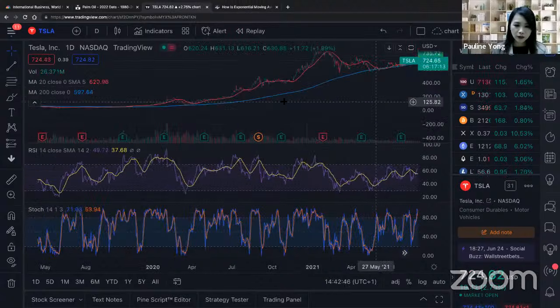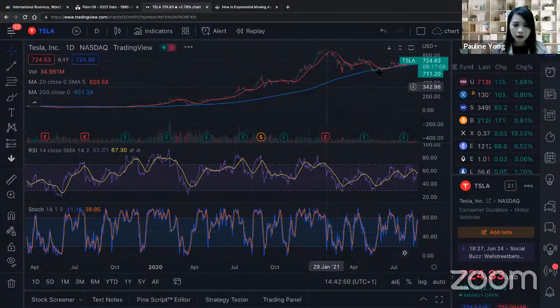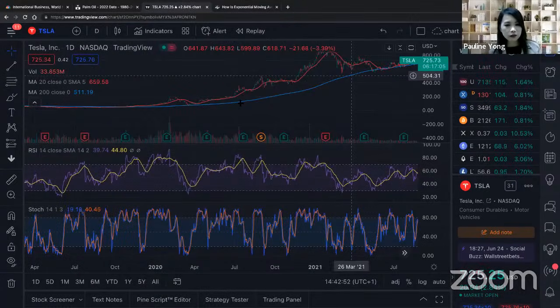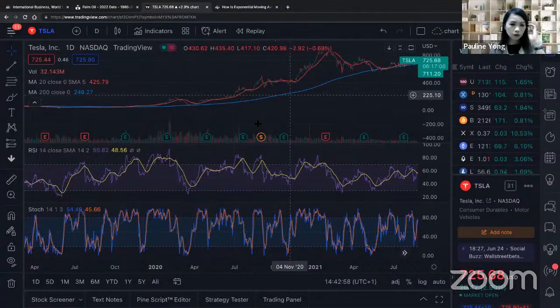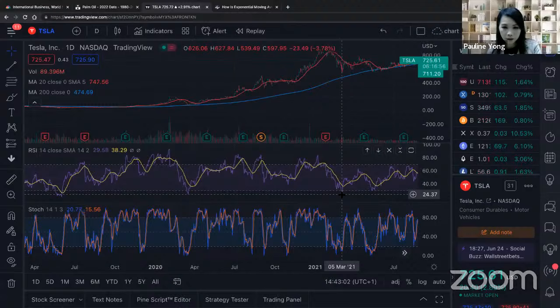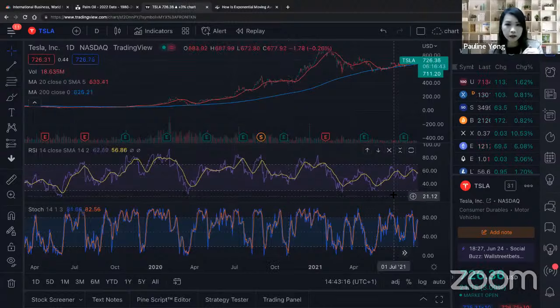Here, this part here, it was a very nice uptrend whereby you are bouncing off from that 200-day moving average. You are consistently above that 200-day moving average, so you are on the uptrend. When you're on the uptrend, you see that all these are buy opportunities. However, because you are so bullish, you may hardly hit that 30 on the RSI.